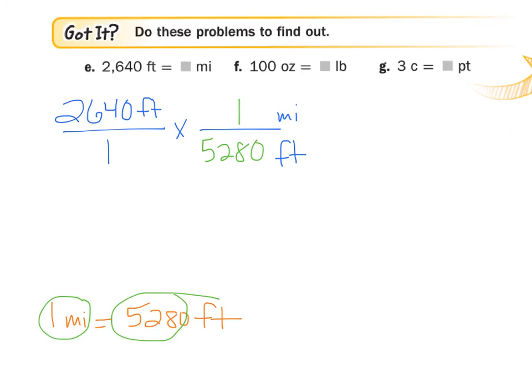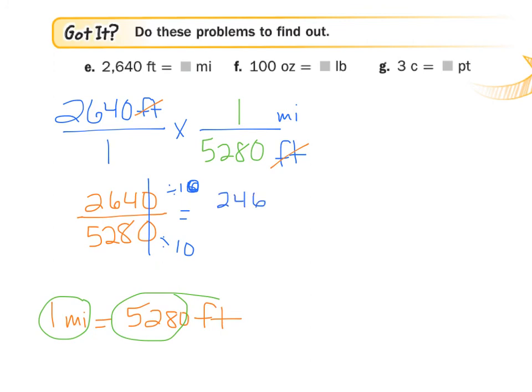So now I can go ahead and simplify. My labels come off, and I'm going to go ahead and multiply. 2,640 times 1 is 2,640, and 5,280 times 1 is itself. So I know that I can divide by 10. It's a 10, not a 6. And that takes off the zeros. So now I'm down to 264. Oops, sorry. Got to erase that. 264, there we go, over 528.